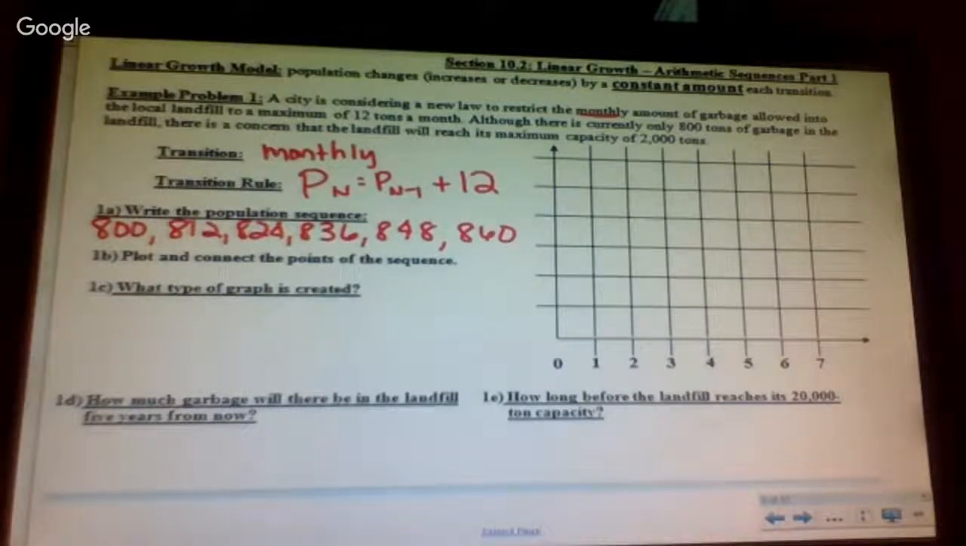You just told me this is linear growth, so what should this look like? It should look like a line, a straight line, okay? So, at 0, we're at 800. We're just going to make this go up by 12. So 812, 824, 836, 848, 860. Okay, so any type of arithmetic sequence should always create a straight line.